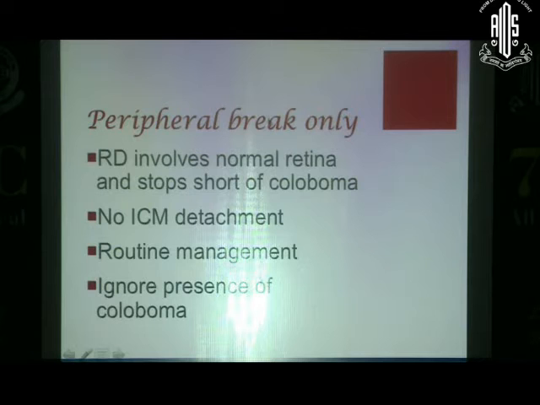So if we find a peripheral break alone present in a given eye of coloboma, and if you're 100% sure, we're talking about concepts, because you cannot definitely exclude a break at the locus minoris resistentiae on clinical examination, but let us worry about the concepts first. If it is a peripheral break alone, then the retinal detachment involves the normal retina and it stops short of the coloboma, because there is a barrier created by the locus minoris resistentiae, and there is no detachment of the intercalary membrane unless it is separately affected by a different ICM break. Routine management is all that you need in these cases. That is just like in any eye without a coloboma, because the causation is not related to the coloboma itself.